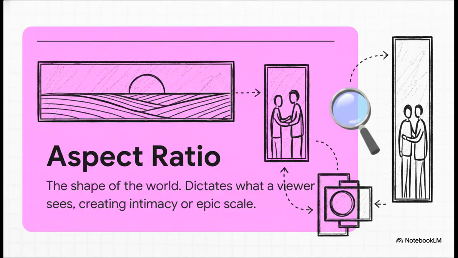Okay, first up, aspect ratio. This is literally the shape of the world you see on screen. A super wide, panoramic frame makes you feel the epic scale of a landscape. But a taller, more narrow frame, that can make things feel really intimate or even a bit claustrophobic. The shape itself is telling part of the story.